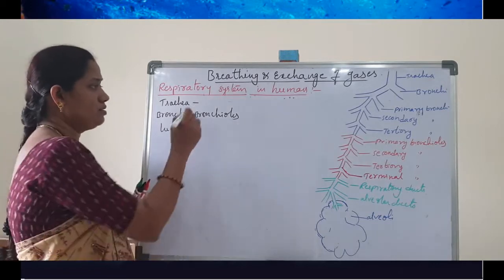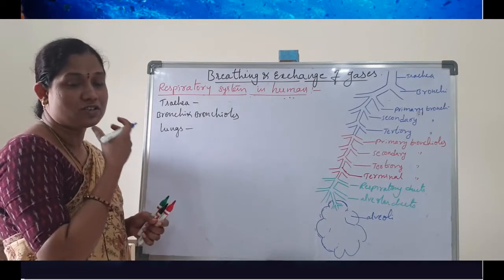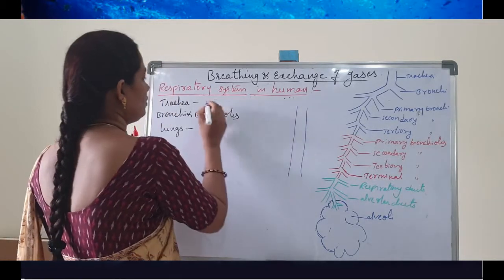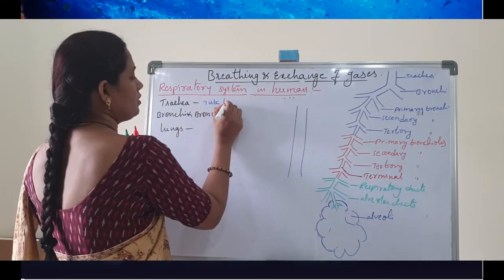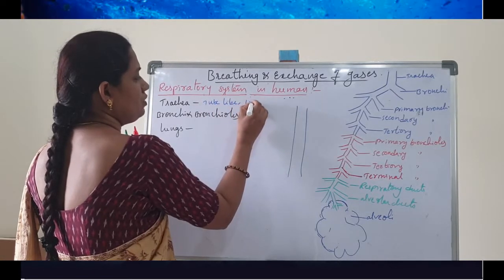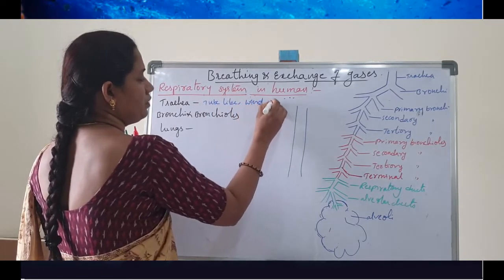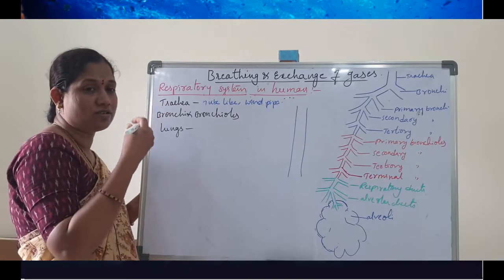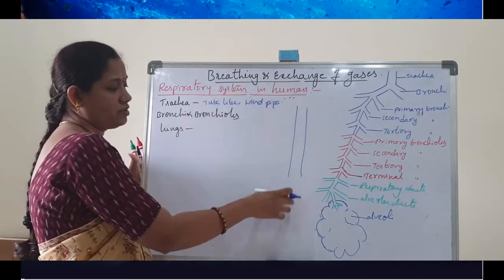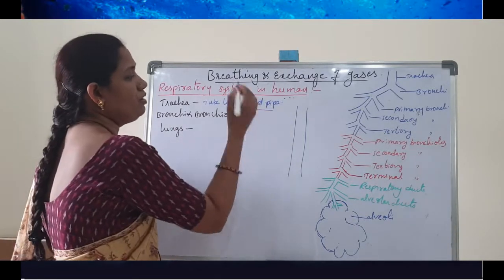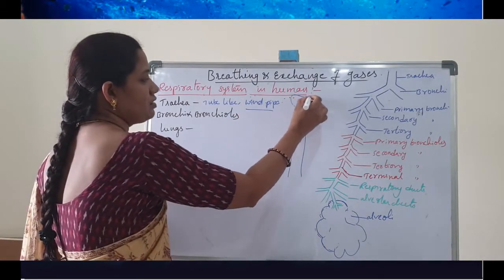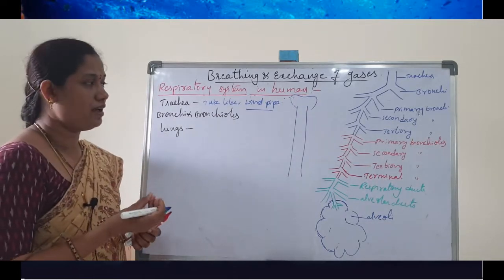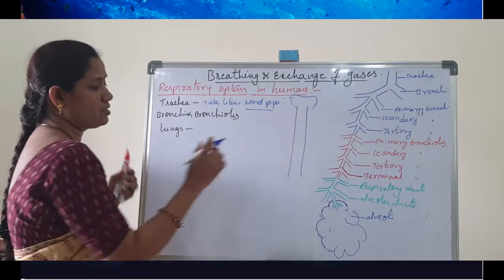So first of all, the trachea. The trachea is present on the ventral side. It is a tube-like structure, and it is also called the windpipe. Air enters inside through this tube-like structure, so that's why it is called the windpipe. In the anterior region the larynx is present, which we have already finished.